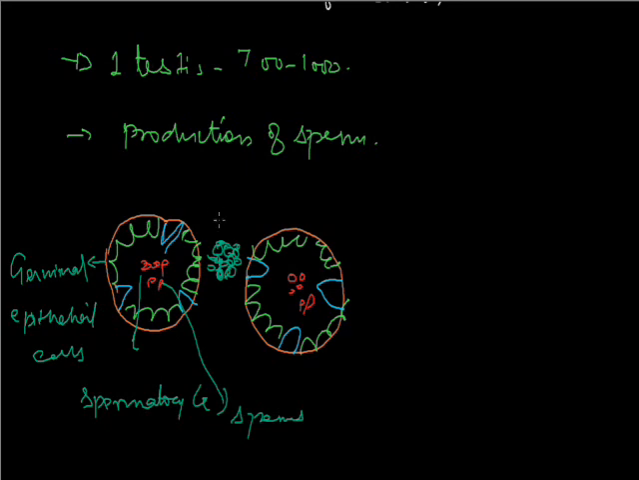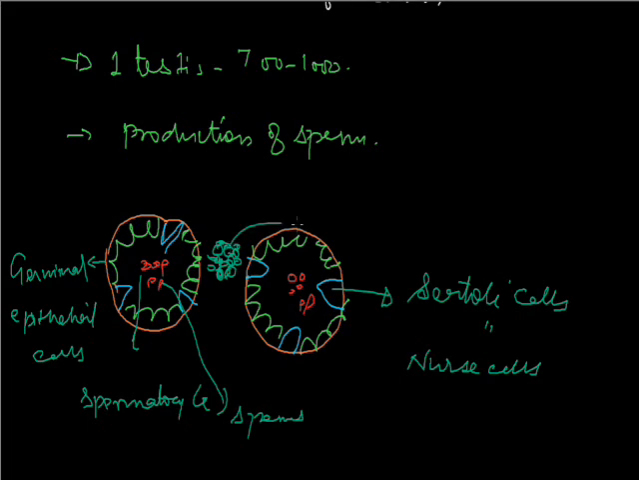But we have drawn some specific cells also in between these seminiferous tubules. What are these cells? These cells are known as the Sertoli cells, or we can also call them the nurse cells. Here between two seminiferous tubules also we have drawn some cells. These are known as the interstitial or the Leydig cells. Now we'll see the functions.